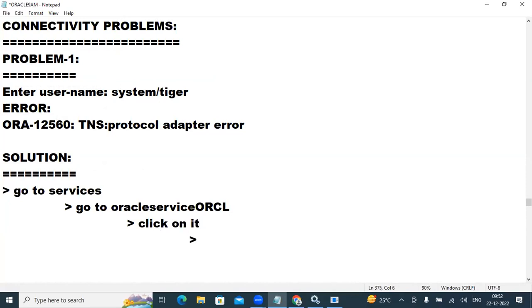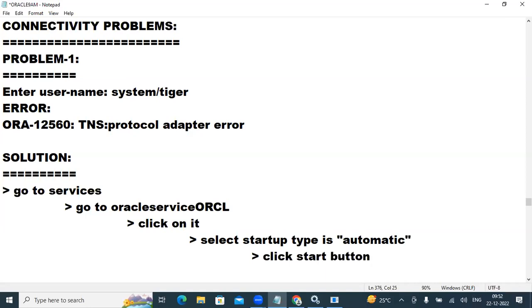Next, select startup type. Select startup type is what now? Automatic. Next. Okay, click on which button? Start button. After that, now you just click on apply. Okay, and okay.